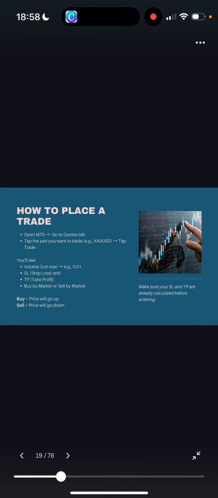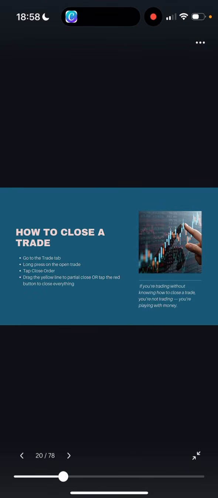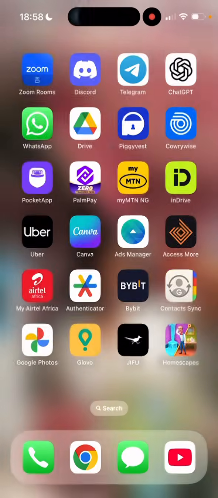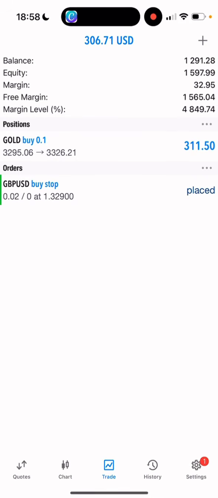Okay, so we've looked at how to place a trade. We've understood this. We've looked at how to close a trade. Pretty simple. Go to the trade tab. What is the trade tab? Let me show you. Go to the trade tab. This is the trade tab.